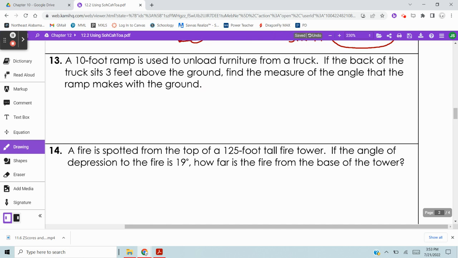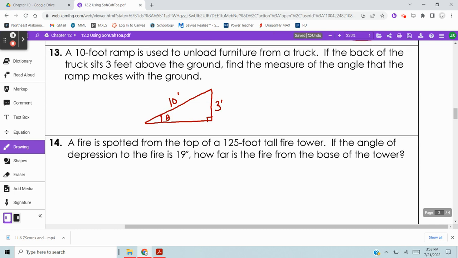Number 13, a 10-foot ramp is used to unload furniture from a truck. If the back of the truck sits 3 feet above the ground, find the measure of the angle that the ramp makes with the ground. So here's our ramp that's attached to the back of our truck. We know that the back of the truck is 3 feet above the ground. It says the ramp is 10 feet long, and they want to know what our angle of elevation is, and we'll call it theta there. So we're looking for our theta.